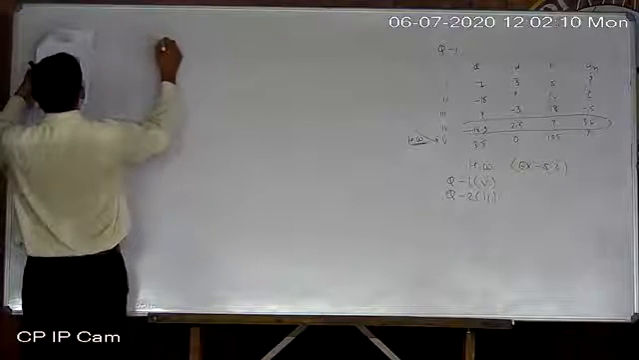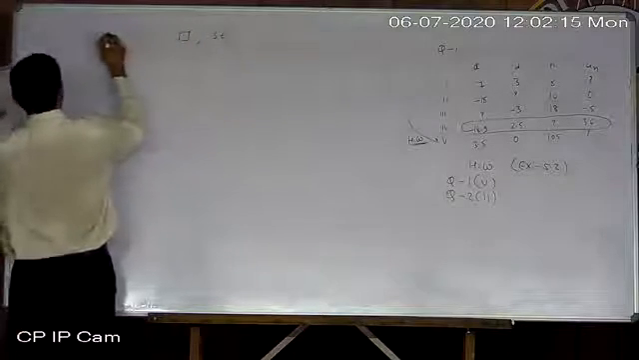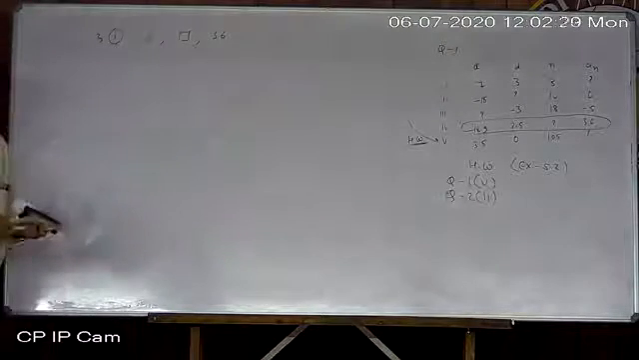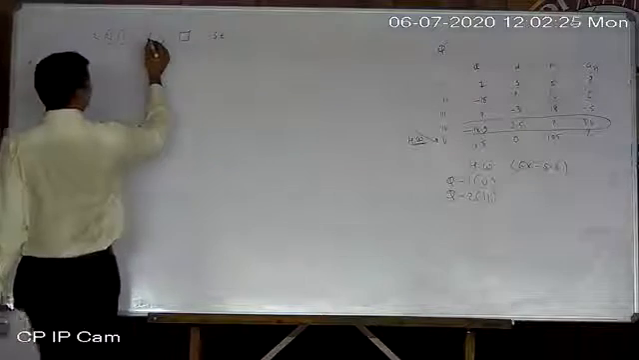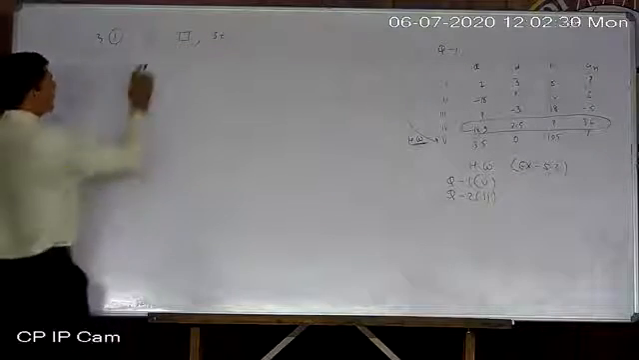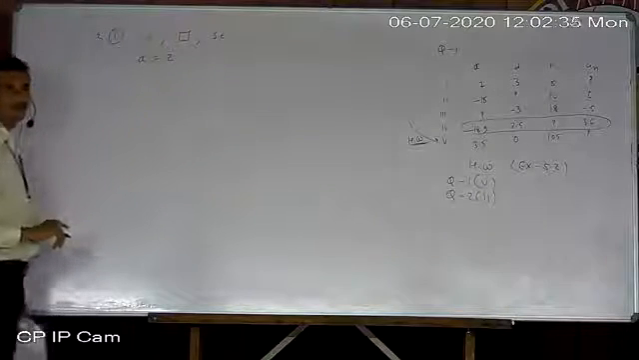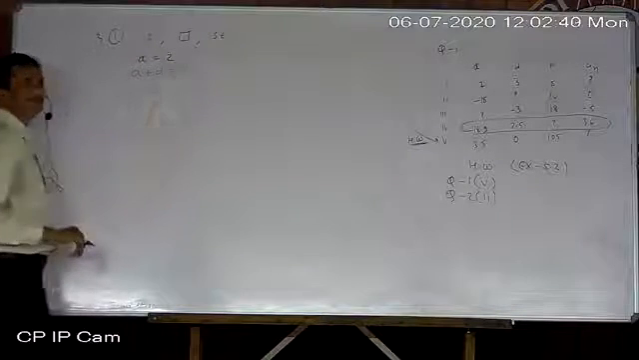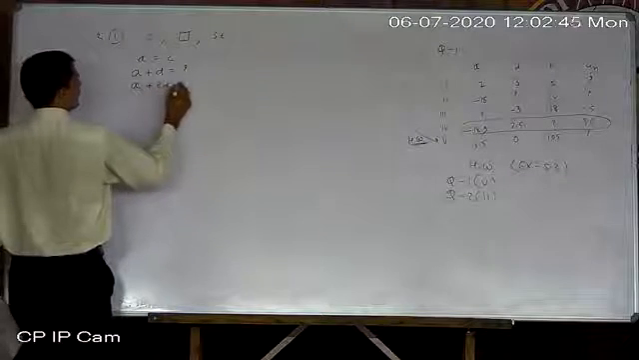2, then blank, then 36. This is the first sum. Actually, this is A, this is A plus D, and this is A plus 2D. Whatever is asked, whatever is required, we want this one. So I can write A equal to 2, A plus D equal to not given, A plus 2D equal to 36.